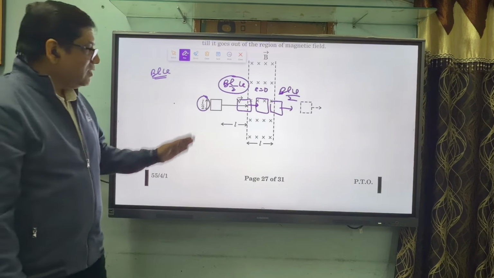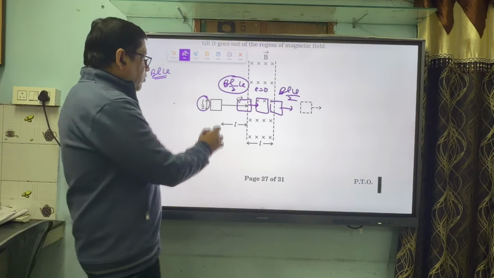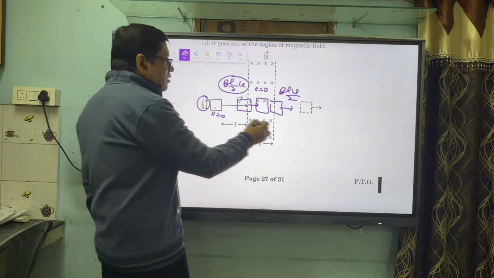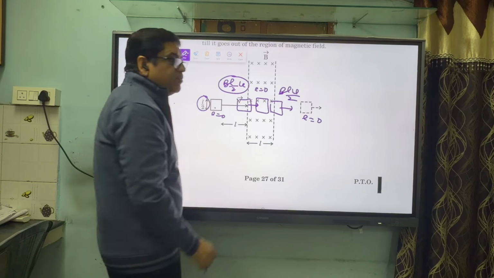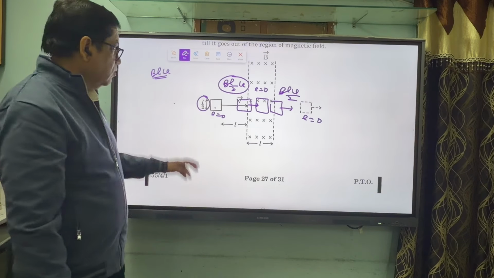Whenever it is entering or leaving, the flux is changing, so there will be induced EMF. When it is moving outside, no induced EMF. Only when it is entering or leaving will there be induced EMF. So that is about this.